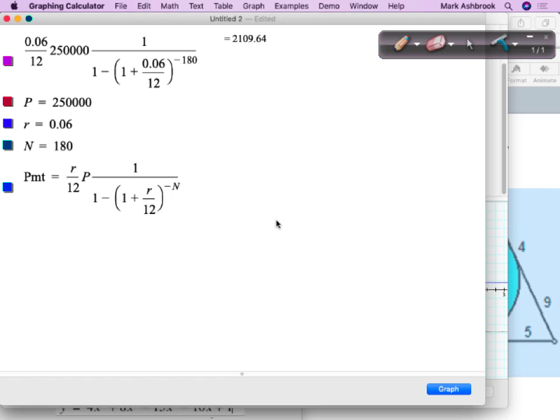Okay, so now we've assigned capital P to be this value, capital R to be this value, etc. And we've assigned payment to be whatever's computed in this formula by R, P, and N. So how do I find out what the payment is for these three? What do I do?